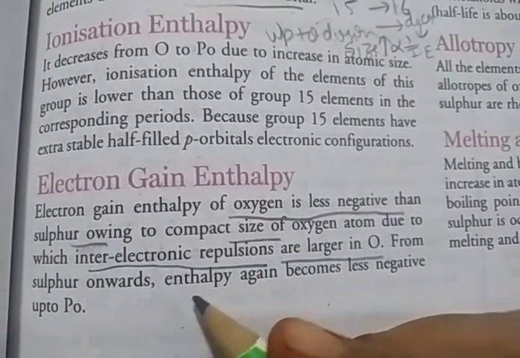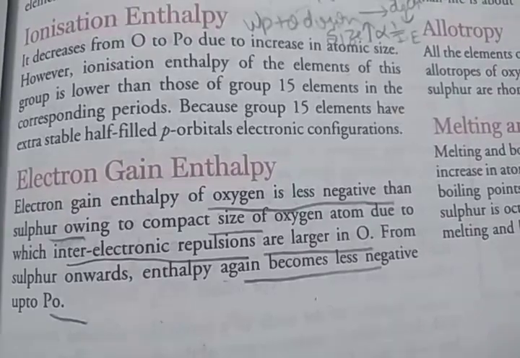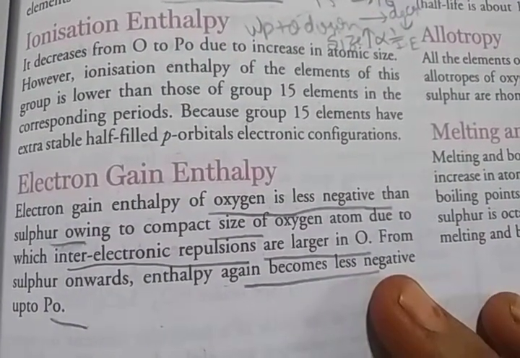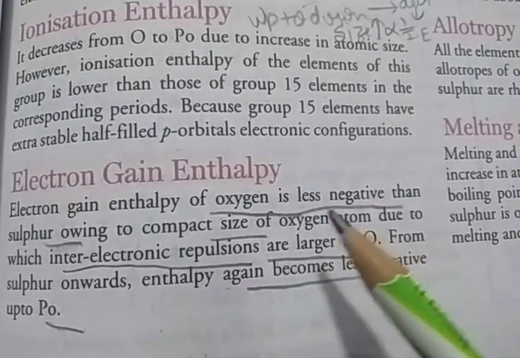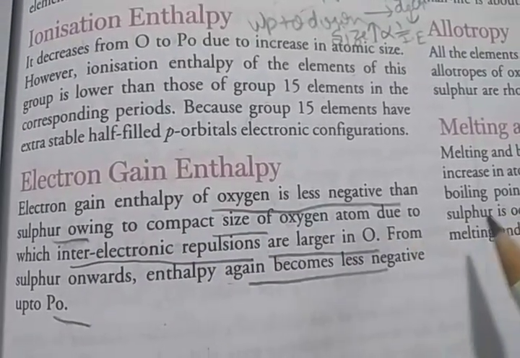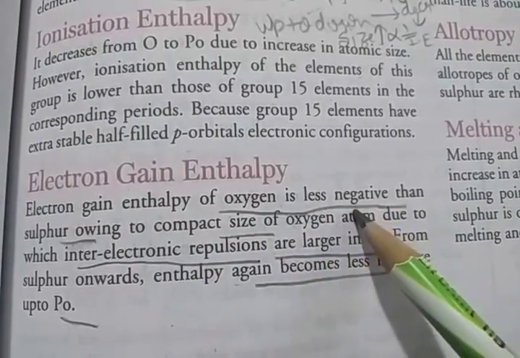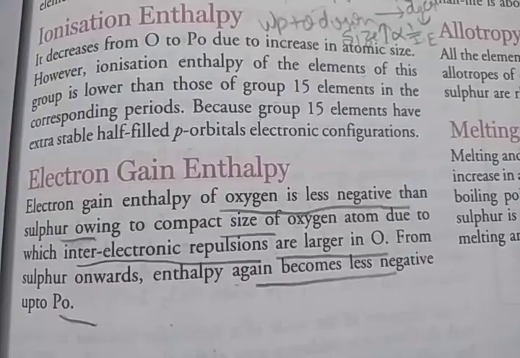So from sulfur onwards, the enthalpy again becomes less negative up to polonium. Up to down, the reason is that size increases and inter-electron repulsion also becomes larger. In oxygen, the compact size of the atom increases repulsion. So the electron gain enthalpy of oxygen is less negative than sulfur.